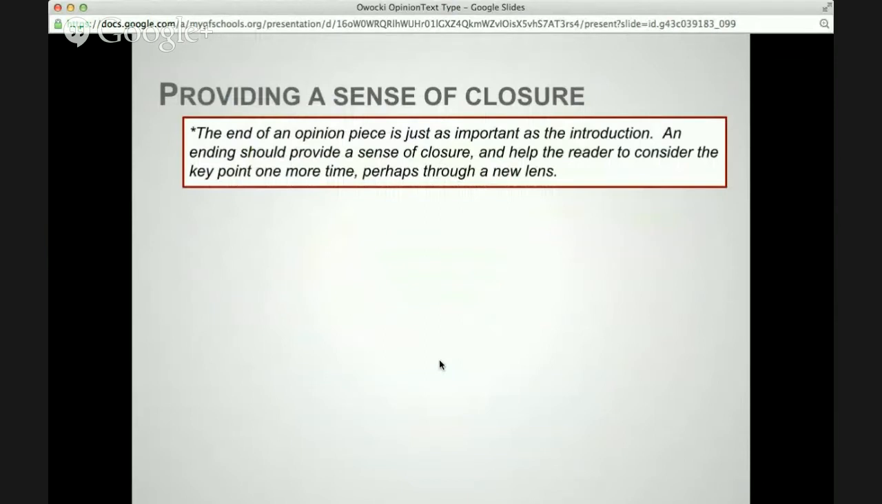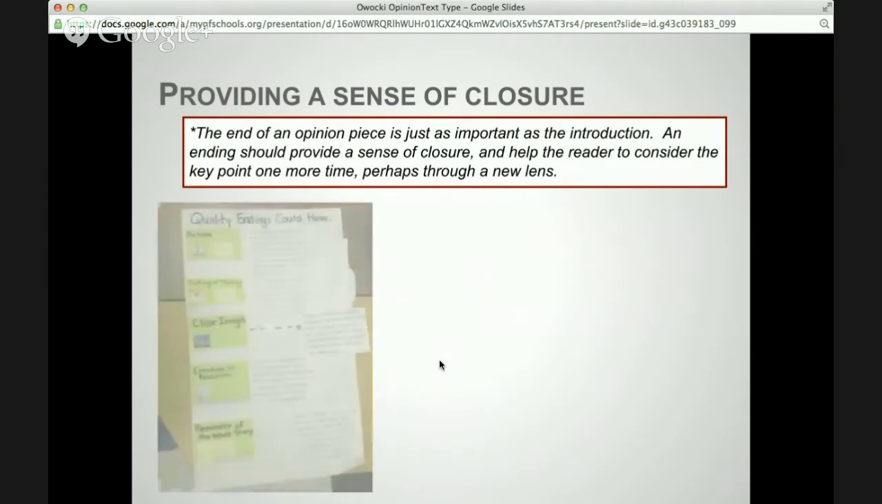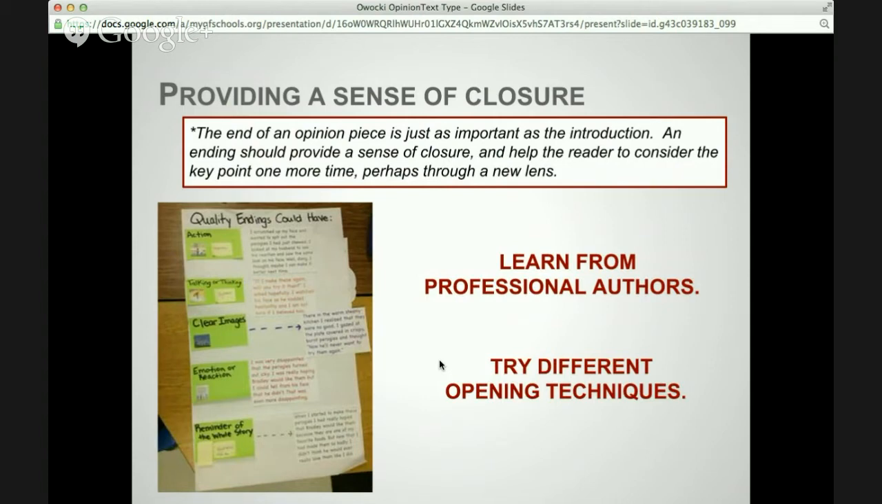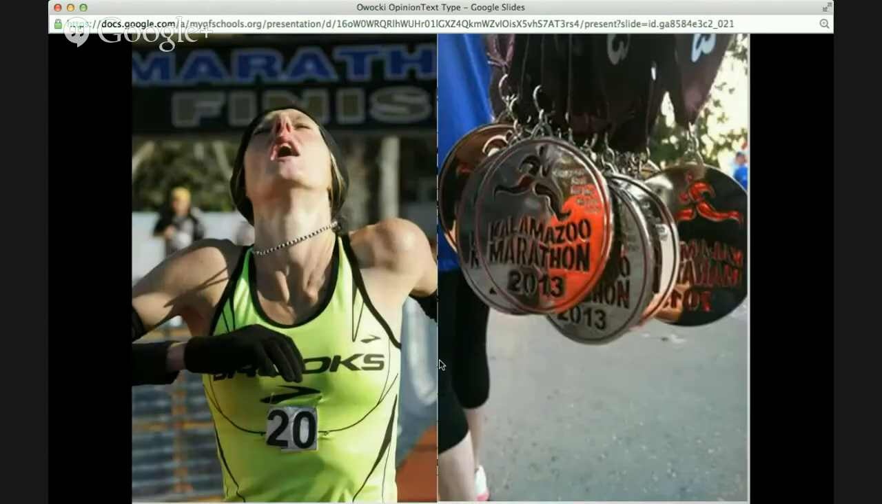So we know that in an opinion piece, the end is as important as the introduction, because in that ending, you not only want to provide a sense of closure, but you want to help that reader to consider the key points one more time and perhaps through a new lens. So again, using professional authors to look at closures, and then encouraging kids to try different closures so they can decide on which one is most effective and why.